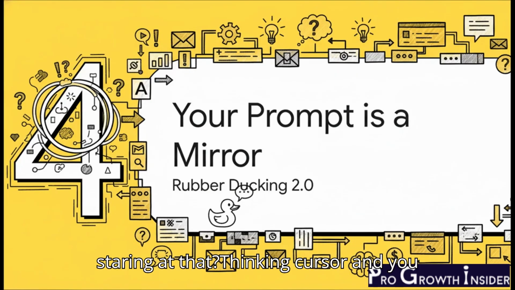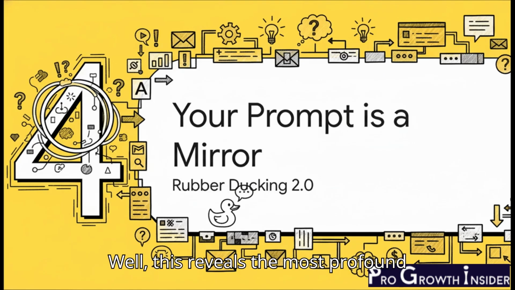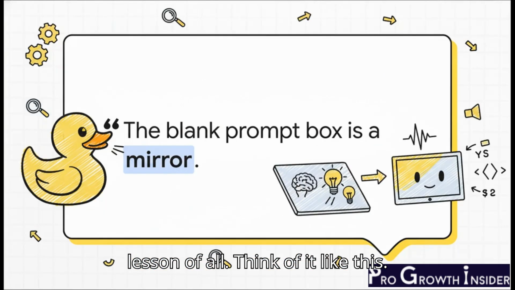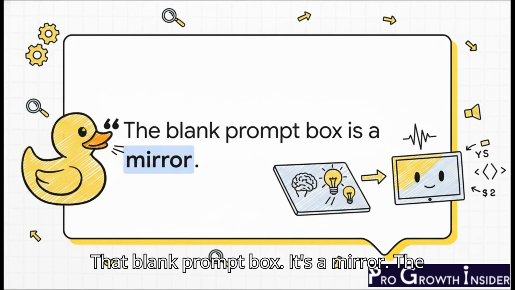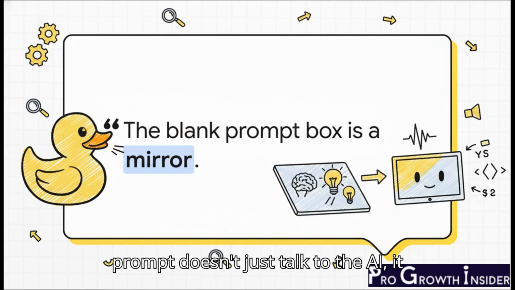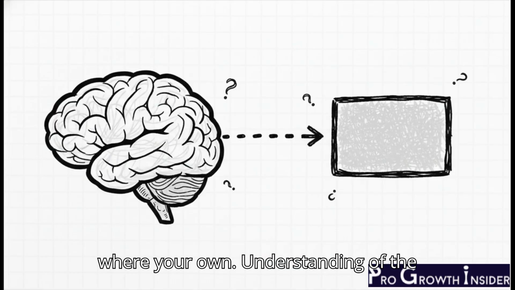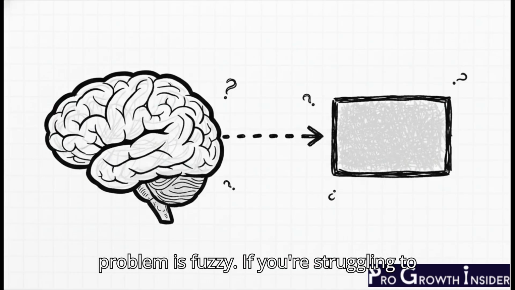But what happens when you're staring at that blinking cursor and you don't even know how to write the prompt? Well, this reveals the most profound lesson of all. Think of it like this. That blank prompt box, it's a mirror. The book calls this rubber ducking 2.0. The prompt doesn't just talk to the AI, it talks back to you. It shows you exactly where your own understanding of the problem is fuzzy.